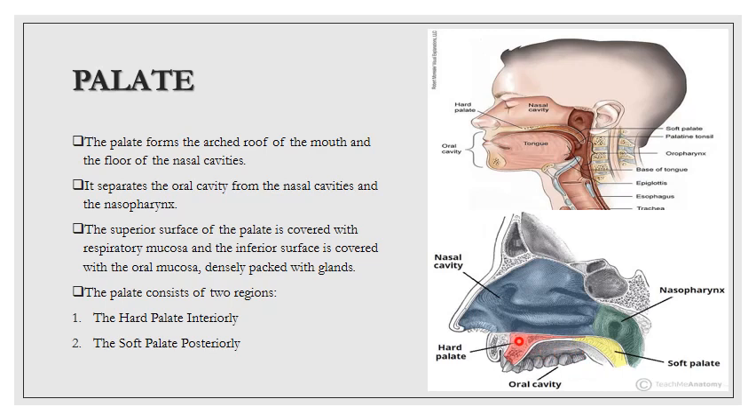Now the superior surface of the palate, which is related to the nasal cavity, is covered by respiratory mucosa, and its inferior surface, which is related to the oral cavity, is covered by oral mucosa, which is densely packed with glands. The palate consists of two regions. The anterior bony part is called the hard palate, and the posterior non-bony part is called the soft palate.